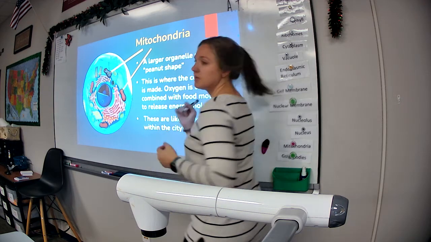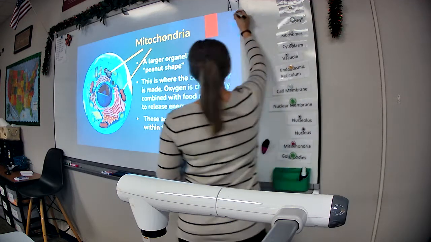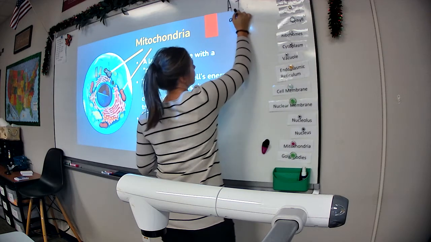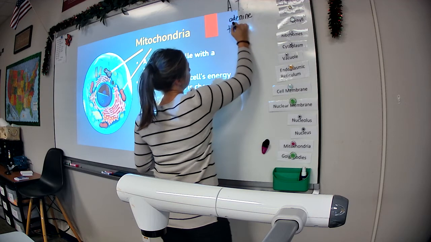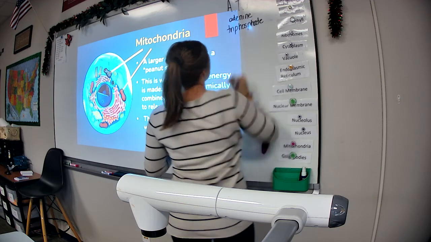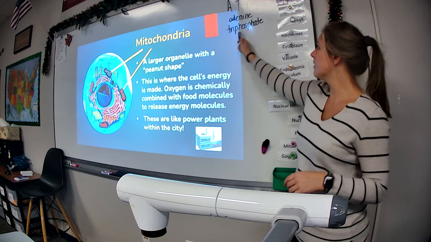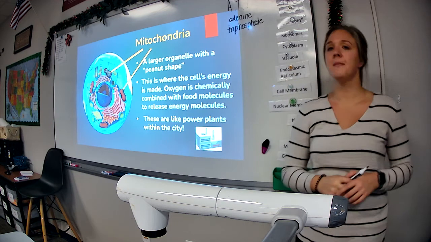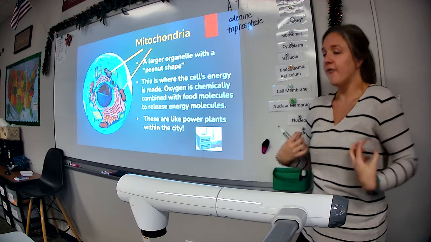ATP molecules. That stands for adenosine triphosphate. You don't have to know this. Those are the kind of molecules that our bodies use for energy.